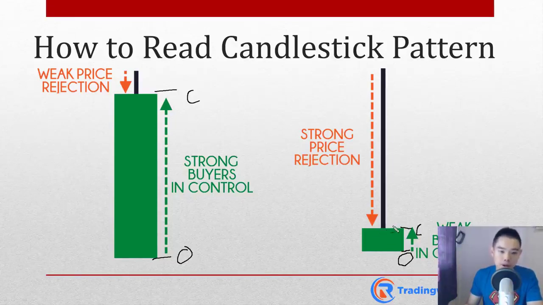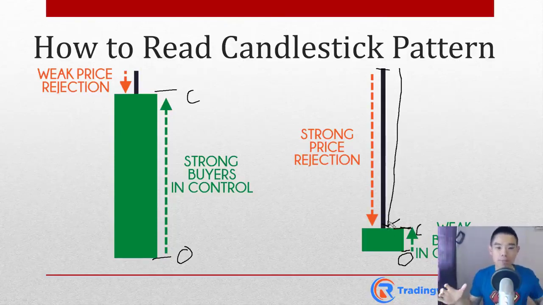At one point in time, the price was actually trading at these highs. And then the sellers came in and pushed price all the way down lower, finally closing at this level over here. So this tells you that there is strong selling pressure over here. That's why you got this strong price rejection, this long upper wick.